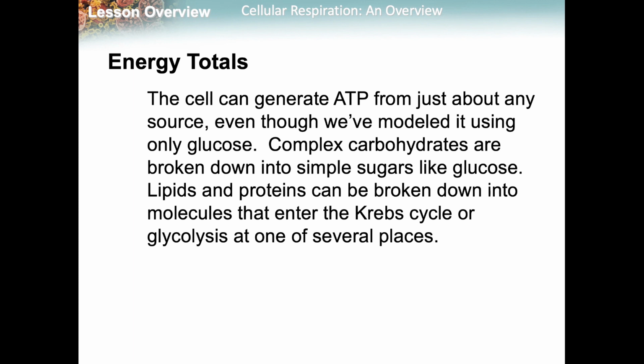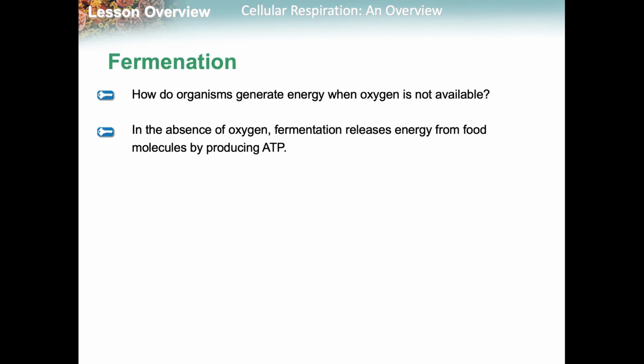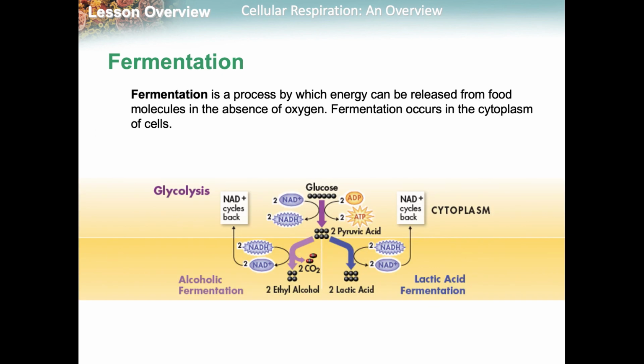So the cell can generate ATP from about any source. We've just modeled it around glucose. So when you don't use cellular respiration, we use something called fermentation. Now, fermentation can make 2 different kinds of things. One is lactic acid fermentation, which happens with us, and then there is alcoholic fermentation. Alcoholic fermentation is what's used to make beer and wine. Lactic acid fermentation is what we undergo when we need short bursts of energy.